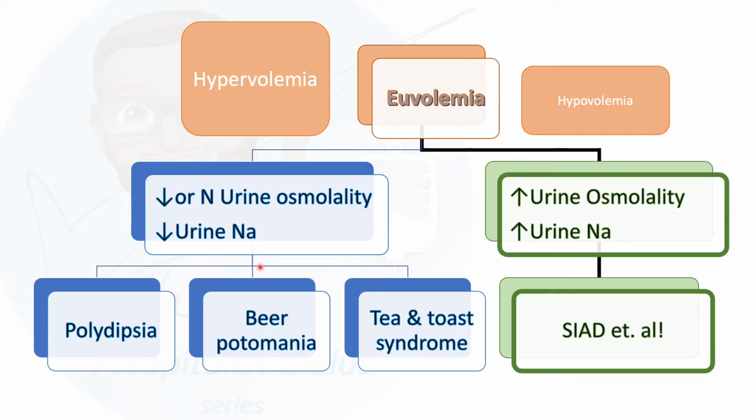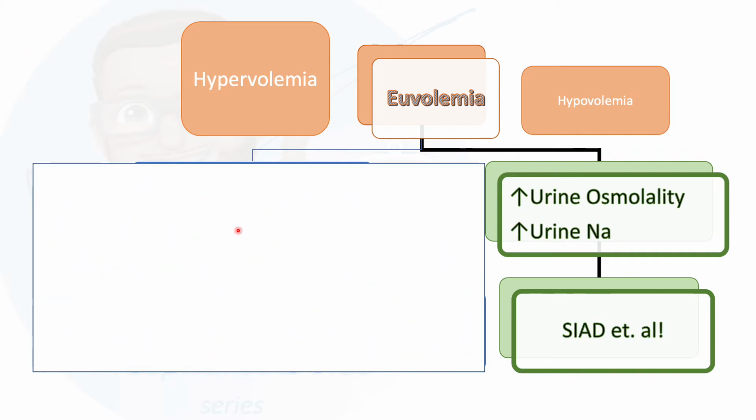So in the last video we talked about some of the causes of euvolemic hyponatremia, the causes that are usually associated with low urine osmolality and low urine sodium. In this video we are going to talk about the other cause of euvolemic hyponatremia, SIADH, and this is usually associated with increased urine osmolality and increased urine sodium. SIAD just means that there are other clinical syndromes that might look like SIADH, and we talked about that in the previous videos.